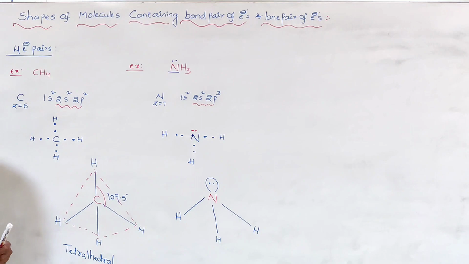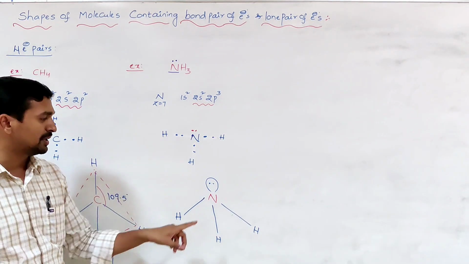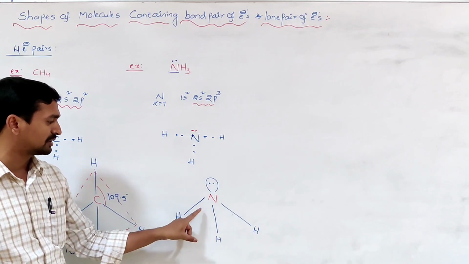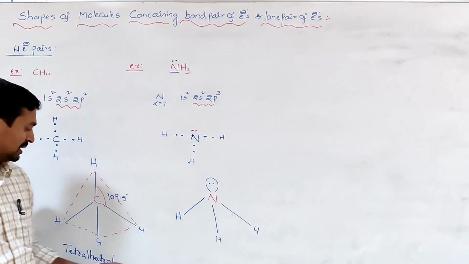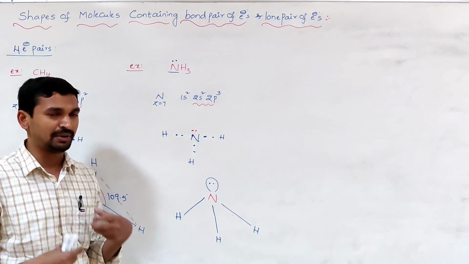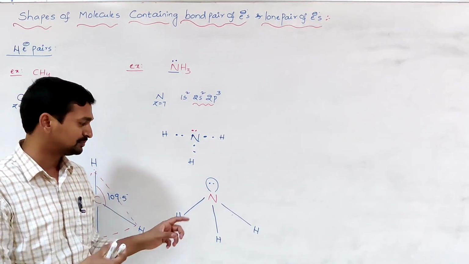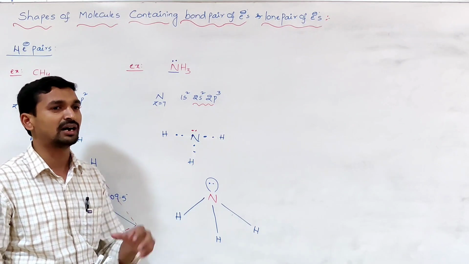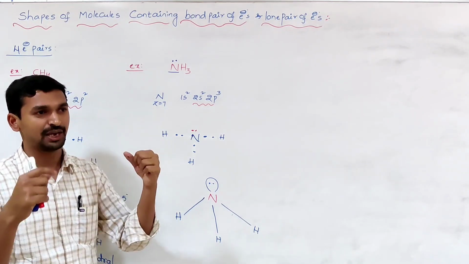Now in this ammonia molecule, when you see the electronic geometry, this is 1 electron pair, 1 electron pair, 1 electron pair, 1 electron pair. It seems to be tetrahedral. But in the molecular geometry, we need to consider only the bonds. All the 3 bonds are arranged in a pyramidal shape.